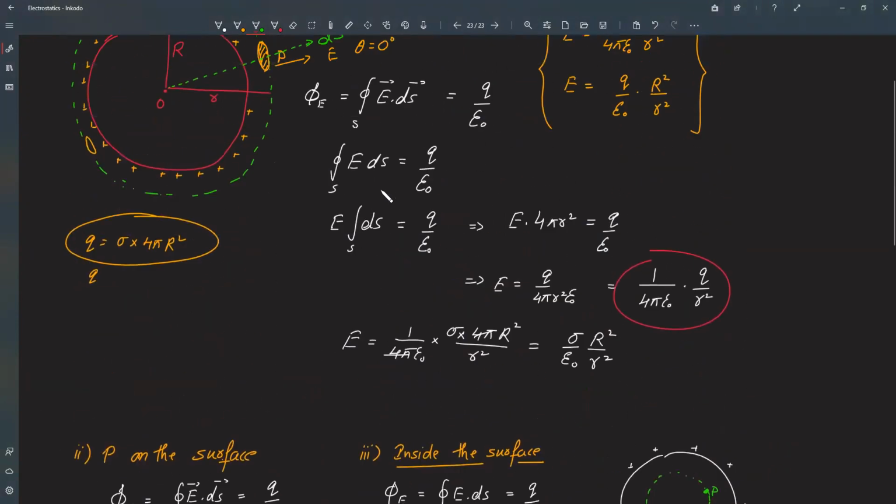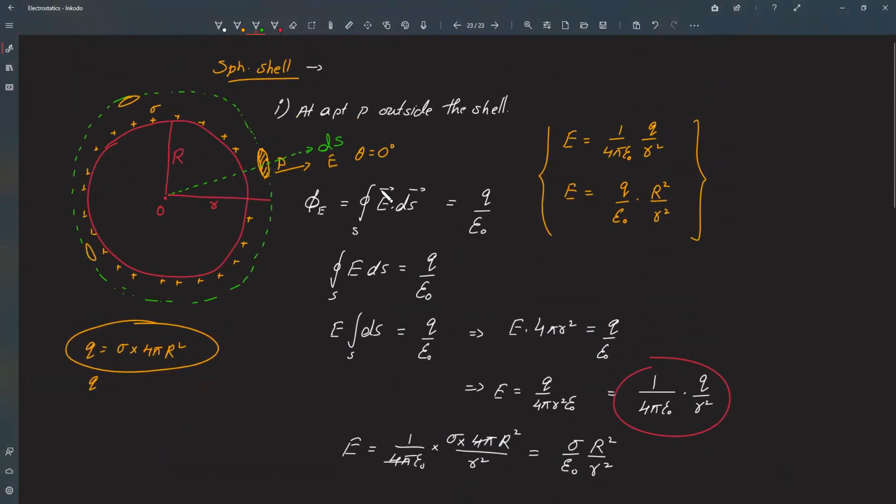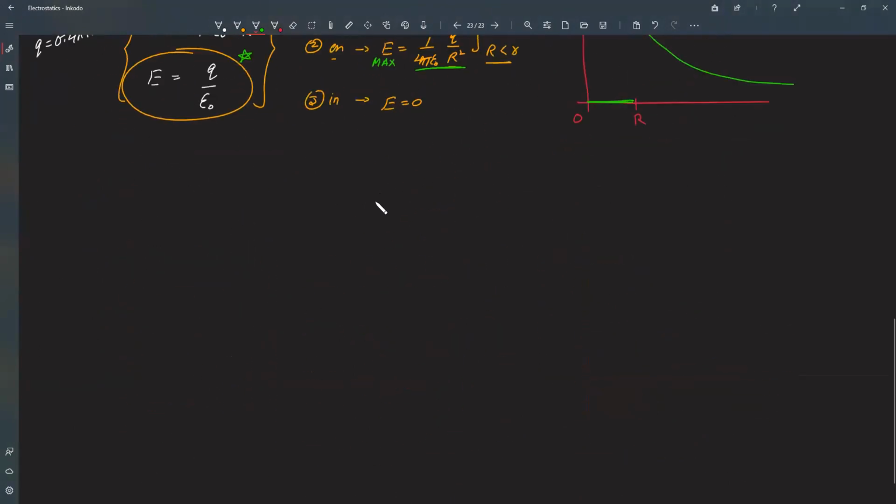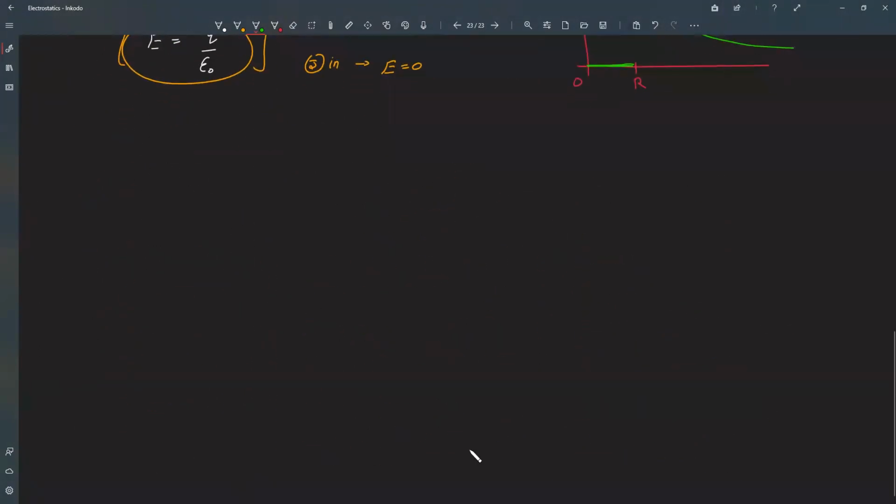Okay, so that is about the application of Gauss theorem. That is all about the application of Gauss theorem. The next topic is capacitors, so we'll continue with that now.